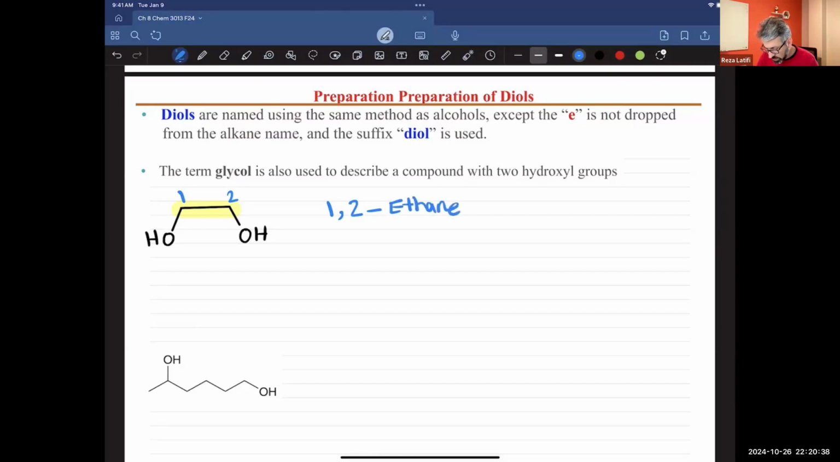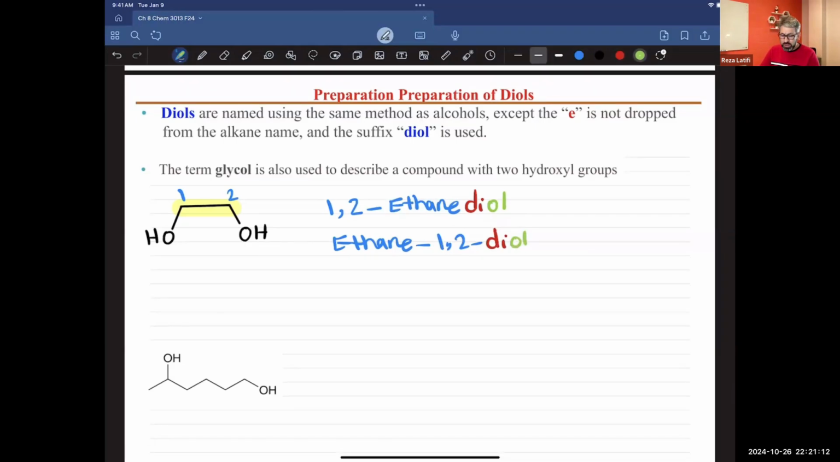Ethane diol. So it will be ethane, di, and then ol. Or another way, move the 1 and 2 and put them between ethane and diol. So you can say ethane, since we have two carbons, and then dash 1,2, and then diol.